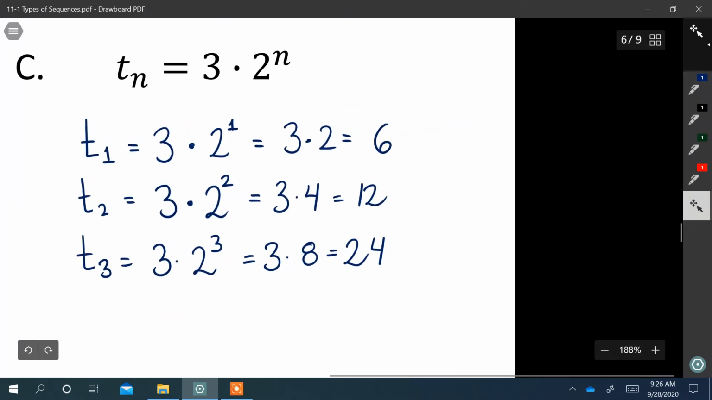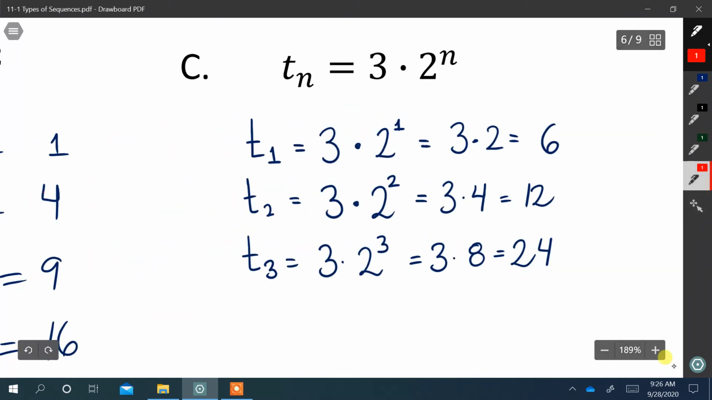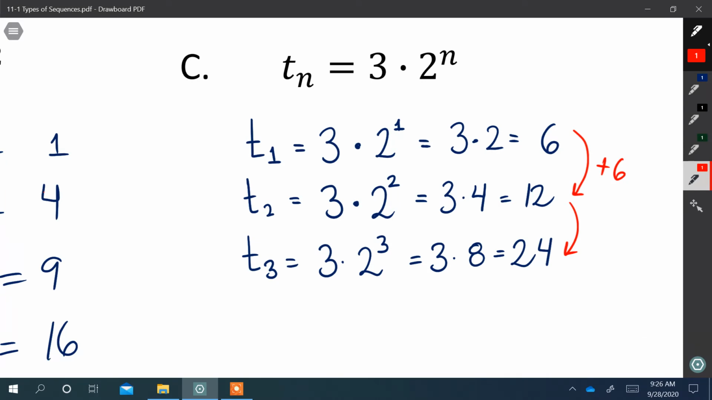Could we see a pattern already? Let's see if we can. From 6 to 12, we could say, what if we're adding 6? Are we adding 6 right there? No, we are not. So this is not arithmetic.